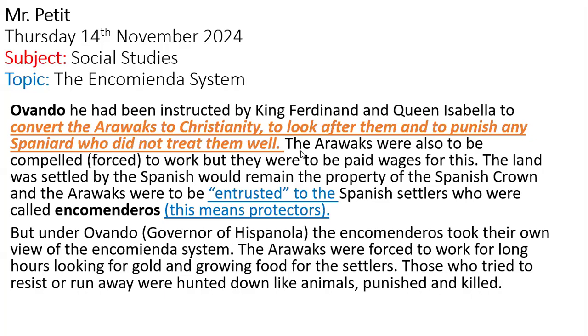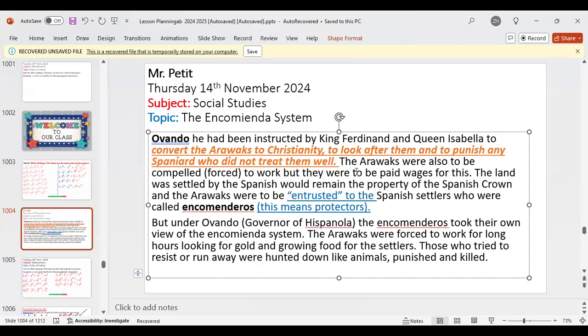They had to work long hours. They were forced to look for gold. They were forced to grow food. They were treated in a very cruel and harsh way. If they tried to run away, if they tried to resist, they were punished, because the Spaniards had way more resources than them, and there was no way they could overpower them. Punished and killed.